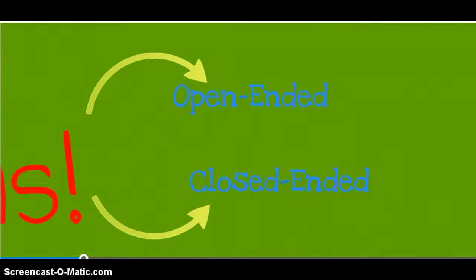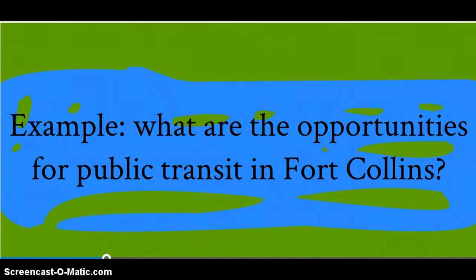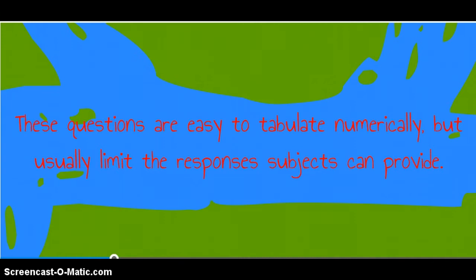As opposed to open-ended questions, your book also talks about closed-ended questions. These types of questions have a tighter focus, which limits the options for responses. An example would be, what are the opportunities for public transit in Fort Collins? Unlike open-ended questions, these types of questions are easy to tabulate numerically, but they usually limit the responses subjects can provide.